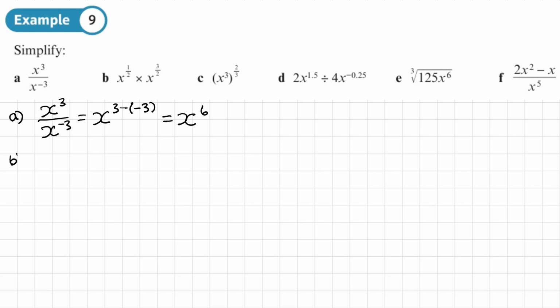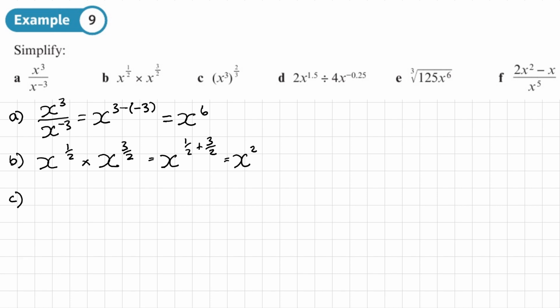Part B, we have x to the power half times by x to the power 3 over 2. So what we need to do here is add the powers. So it's going to be x to the power half plus 3 over 2. So basically a half plus 1.5, that's 2. So we get x to the power 2.